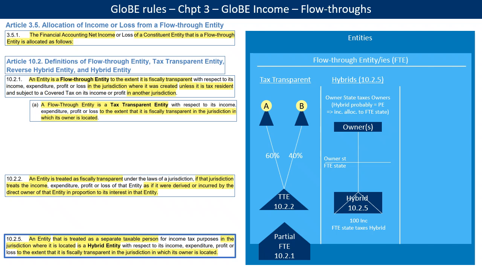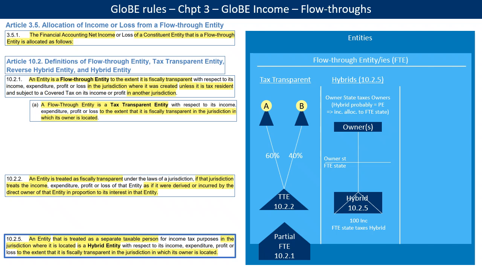And when you look at the sharp end of the triangle, wherever that points, that is the country that sees the entity as a flow-through or as transparent. In this particular case, the triangle points to the top, to the owner state. So the bottom, the flow-through entity state, sees this entity as a normal taxable company.